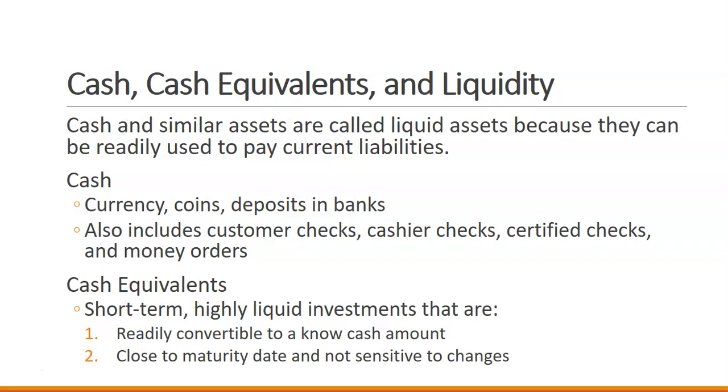So cash, cash equivalents, and liquidity. Cash and cash equivalents are called liquid assets because they can be easily used to pay our current liabilities. Liquidity is how quickly can something be turned into cash, or how liquid is it? Well, cash is already cash. Cash equivalents are short-term, highly liquid investments that are readily convertible to a known cash amount and close to maturity date and not sensitive to changes.